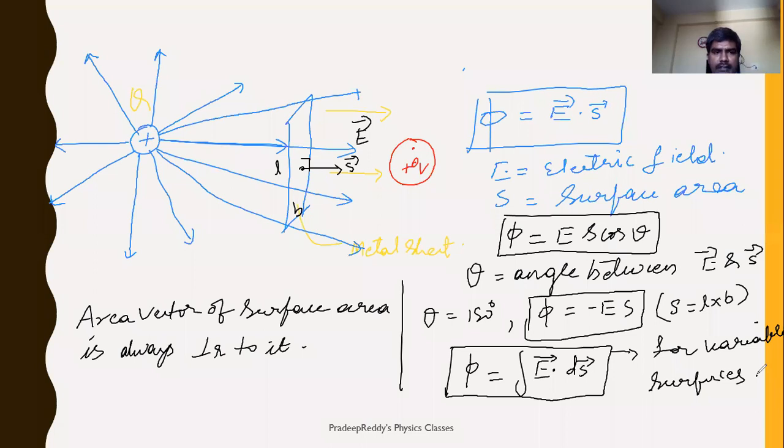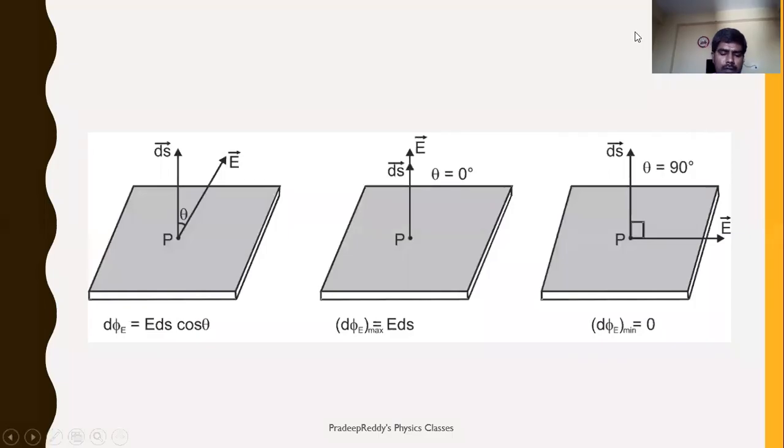Usually if it is not a variable surface, if the surface area is constant, then directly you can take the dot product of the two vectors, and you will get the electric flux passing through that particular surface area. It is a very important concept. If electric flux is clear, then only we can enter into Gauss law. Students, as I told you in the previous slide, electric flux not only depends upon the magnitude of electric field and surface area, it also depends upon the orientation of the surface area with respect to the electric field.